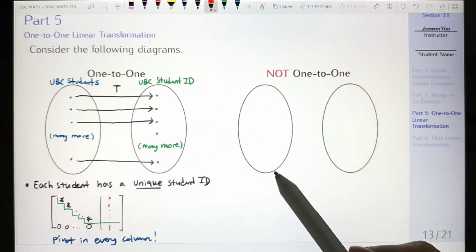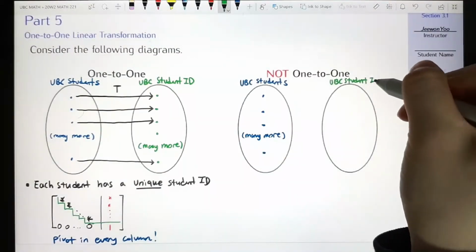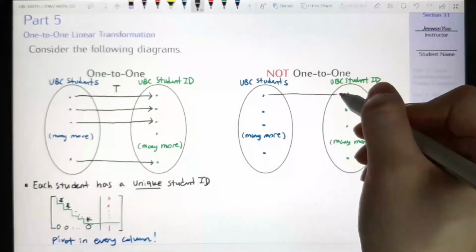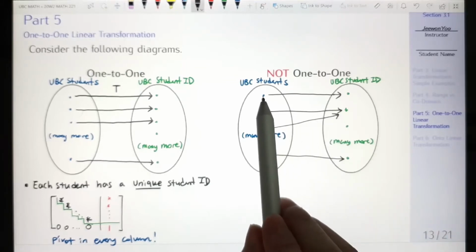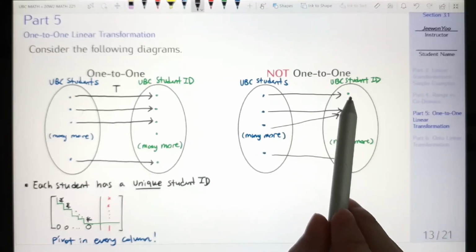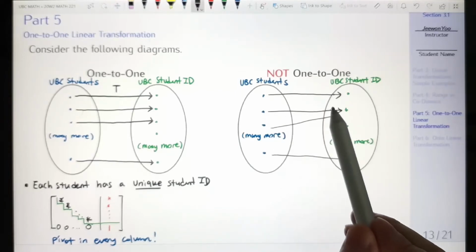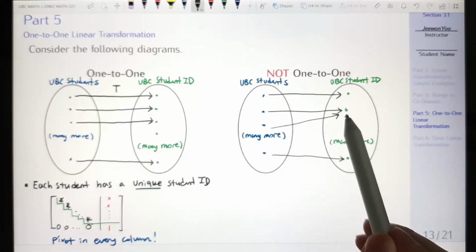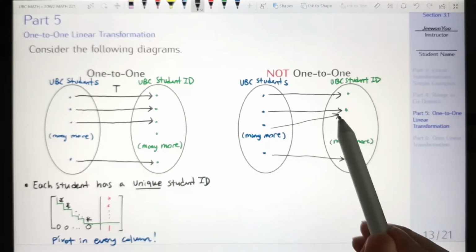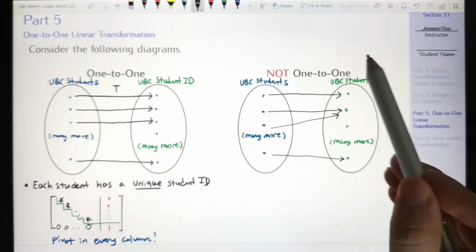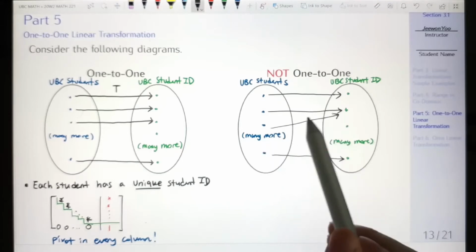So here's an example of not one-to-one. Look at this situation, everyone. This first student takes the first ID, no problem. The second and third students take exactly the same UBC ID. In other words, the UBC system assigned 2 people the same ID. This kind of situation is not one-to-one because more than one student has the same UBC ID.